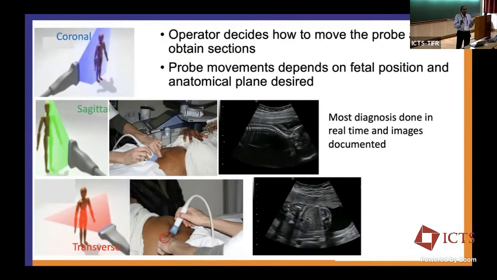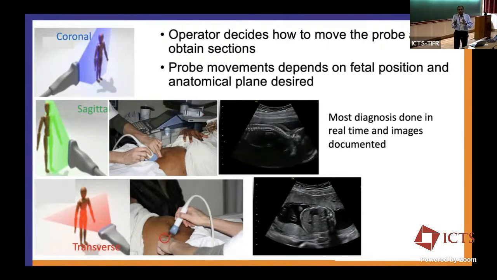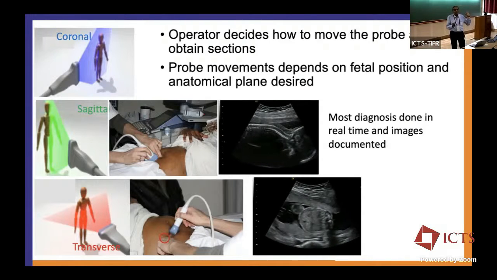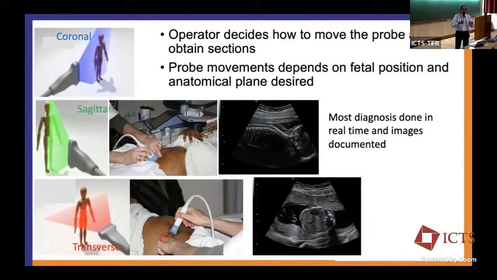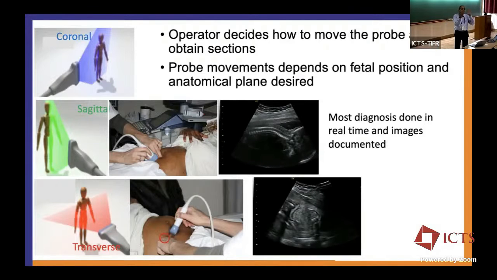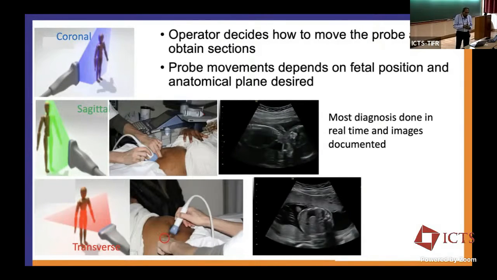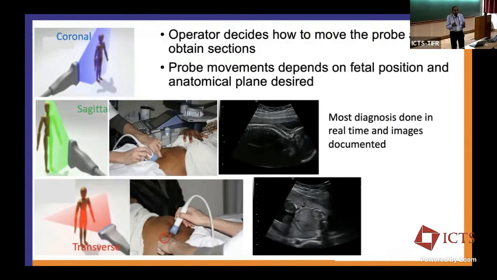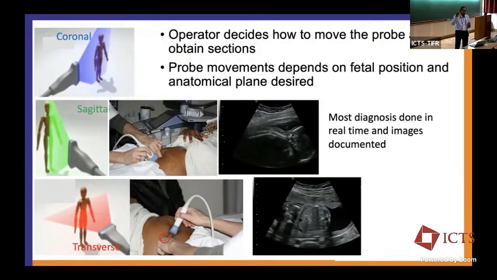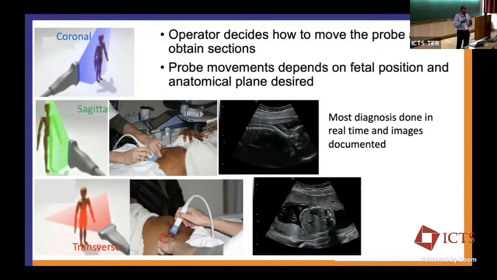This is in direct contrast to CT and MRI, which are cross-sectional imaging, where the patient goes through the gantry and comes out. You have a series of slices. You can decide how many slices you want, and then they are collated together. You can make it to a 3D, you can do whatever you want. So here, because it is completely operator dependent, the probe movement also depends on what I want to see.